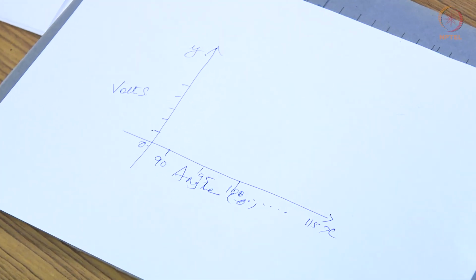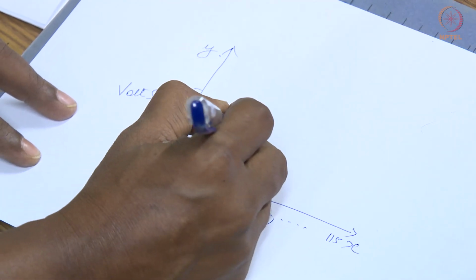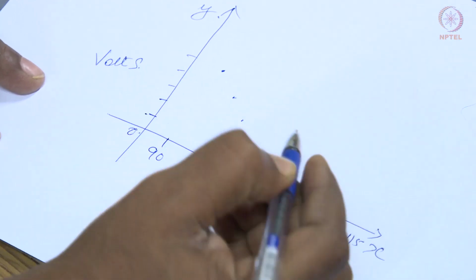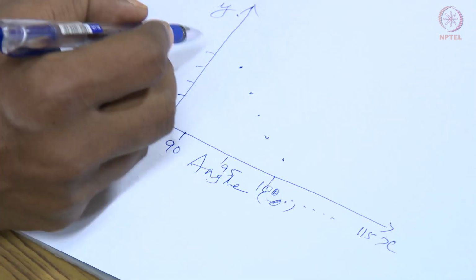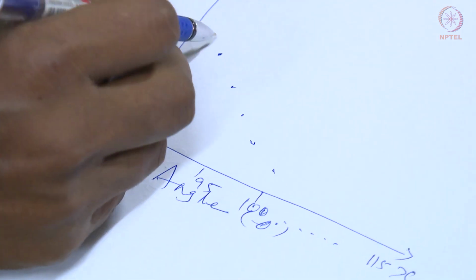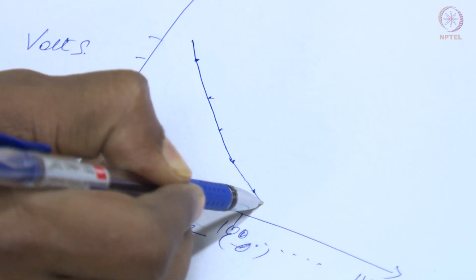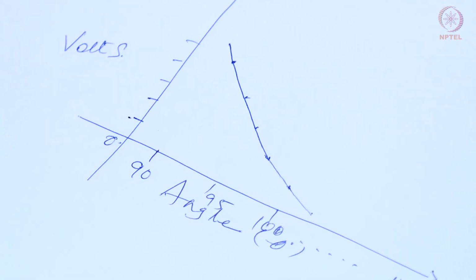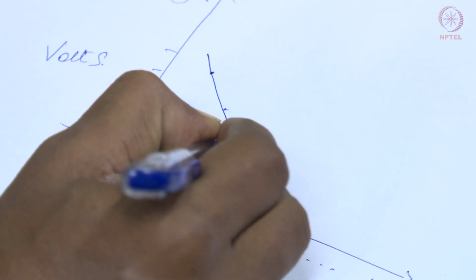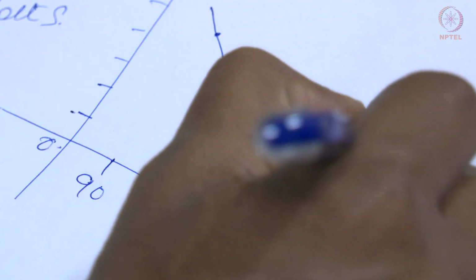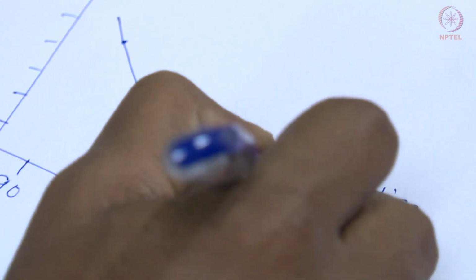Based on our outputs, our data points start from here, the next data point will be here, the next here, and the next here and here. Finally, we have to join the lines through our data points, and it will look like that. From this straight line we can find our calibration constant.